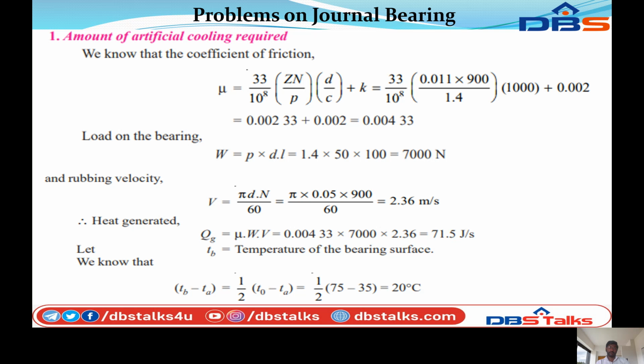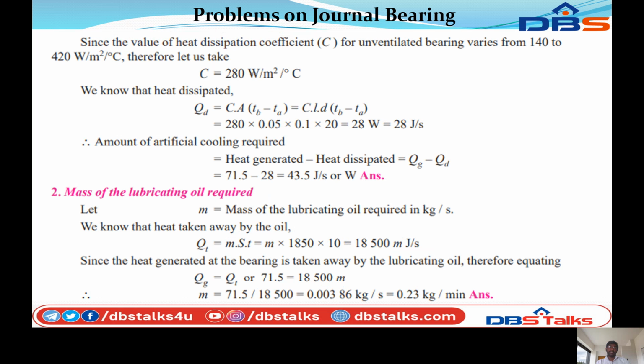So next, since the value of the heat dissipation coefficient C for unventilated bearing varies from 140 to 420 watt per meter square per degree centigrade, therefore let us take capital C is equal to 280 watt per meter square per degree centigrade.